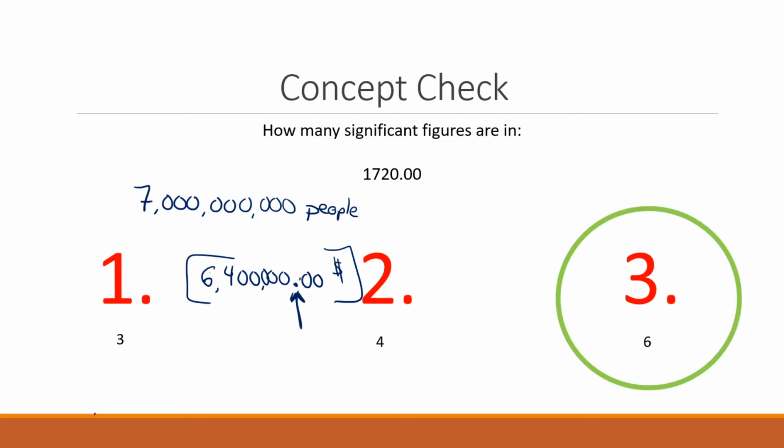Right, all of these are significant figures. Right, all of these are part of my measurement. Whereas here, only this is part of my measurement. This is all estimated.